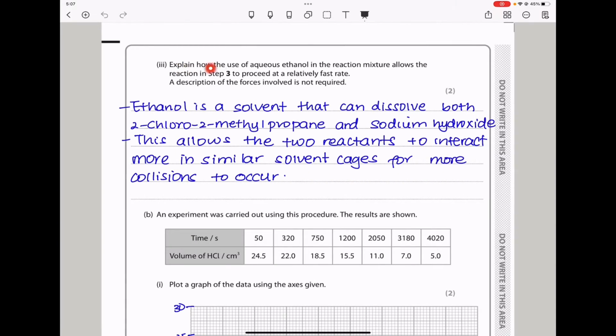Next they say, explain how the use of aqueous ethanol in the reaction mixture allows the reaction in step 3 to proceed at a relatively fast rate. A description of forces involved is now required. Ethanol is going to act as a solvent to allow both reactants to interact with each other for the reaction to proceed faster. So I said, ethanol is a solvent that can dissolve both 2-chloro-2-methylpropane and sodium hydroxide. This allows the two reactants to interact more in similar solvent cages for more collisions to occur. If more collisions are successful, then the rate of reaction is going to be faster.